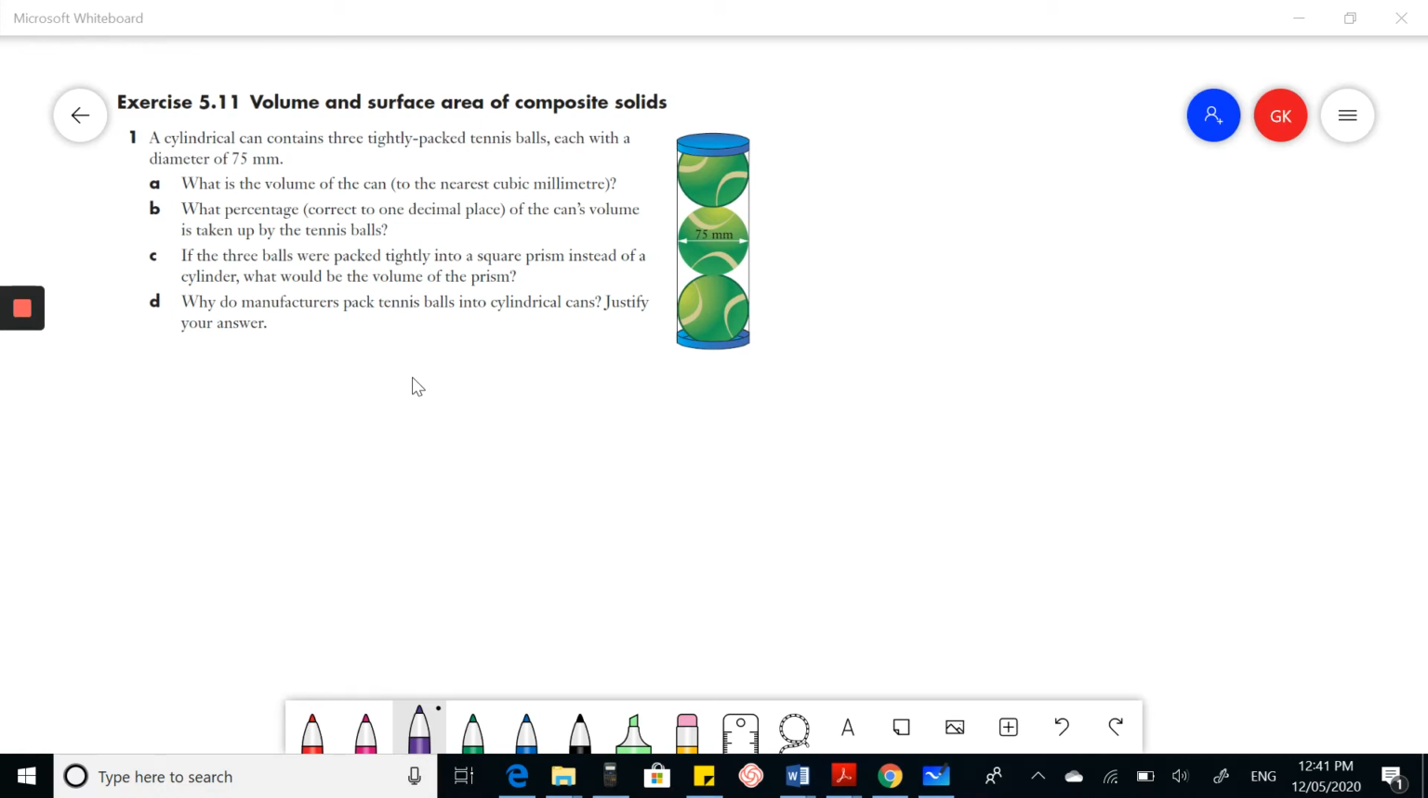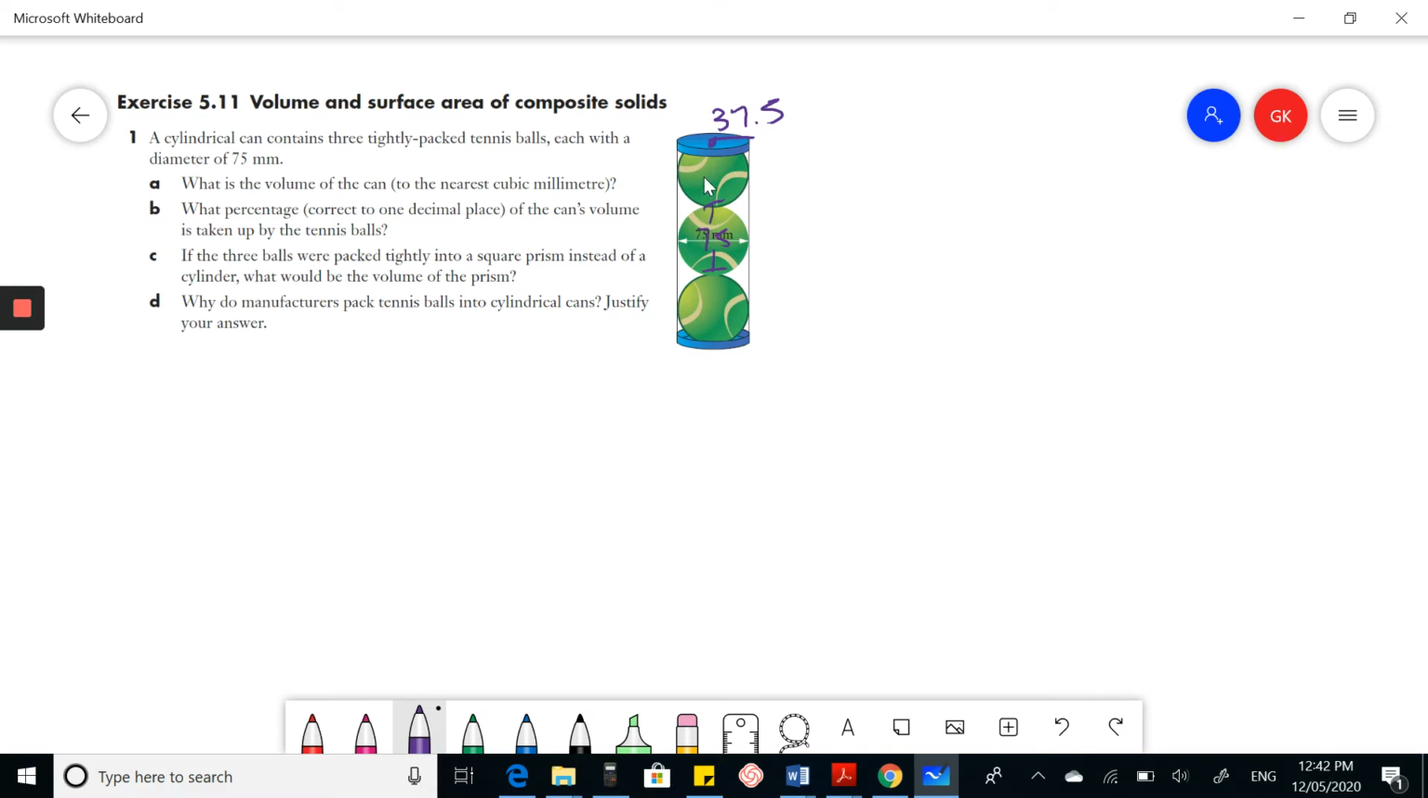So I'm just answering exercise 5.11, question 1 for you. We're finding the volume of the can, and it's told us that the diameter of the ball is 75 millimeters. Now, they've drawn the diagram for you, so you don't need to do that. That's the first step. If the diameter is 75 millimeters, that means the radius is half of that, which is 37.5 millimeters, okay? Now, if the diameter is 75 across that way, then the diameter is also 75 up and down as well. So the length from here to here is also 75.